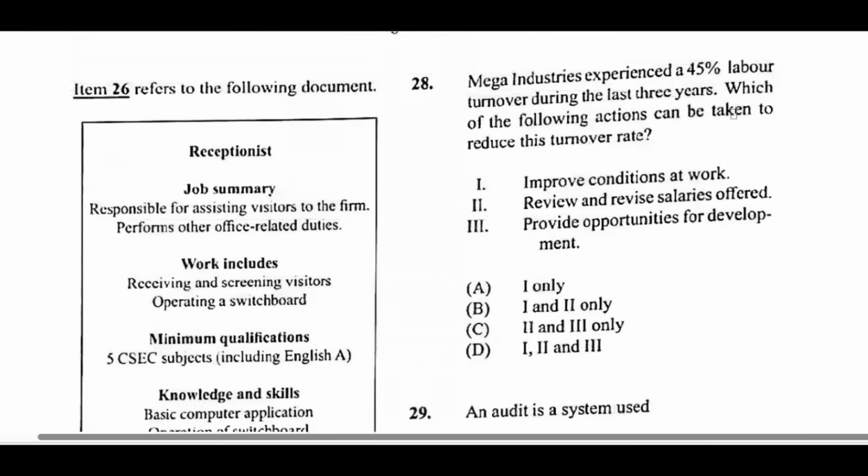28. Mega Industries experienced a 45% labor turnover during the last 3 years. Now, labor turnover is when people leave their job for whatever reason. When they leave their job, we consider that as labor turnover. Which of the following actions can be taken to reduce this turnover rate? Improve conditions at work. Some people leave their jobs because of poor working conditions. Review and revise salaries offered, yes. Some people actually leave their job because of the poor salaries. So if we review and revise it, people might want to stay.